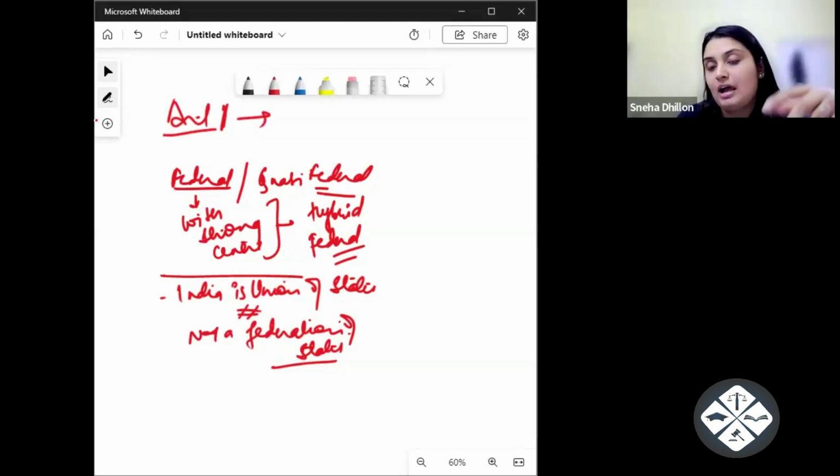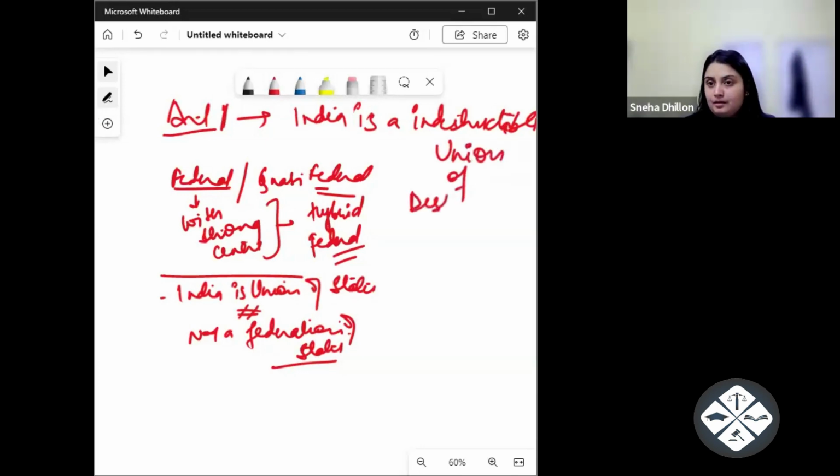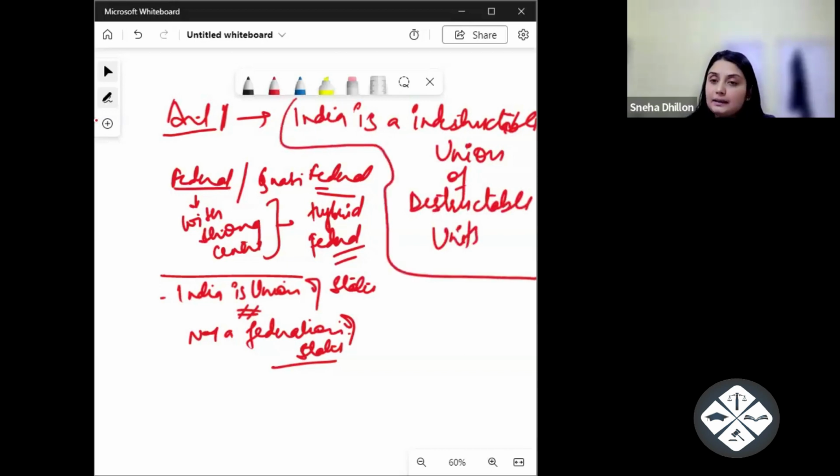when we talk about Article 1, which provides that India, that is Bharat, shall be a union of states, what does it mean? The Indian Constitution makes it an indestructible union. That is, India or Bharat is an indestructible union of destructible units. Okay, now this is how Article 1 was interpreted by the Supreme Court.